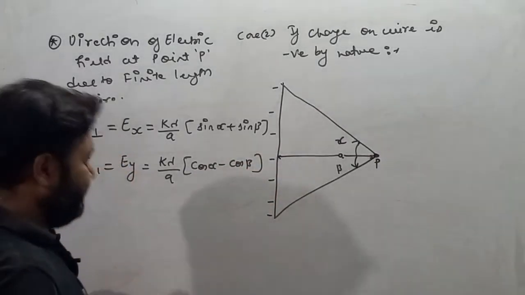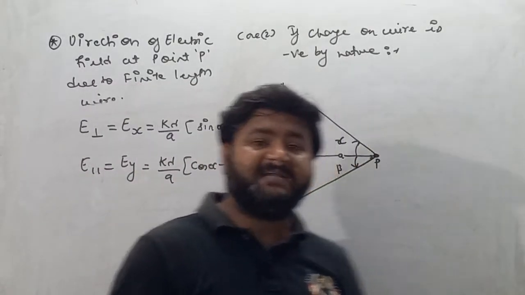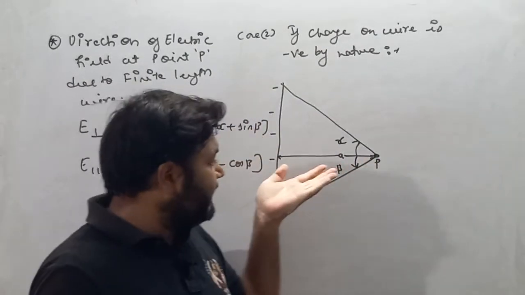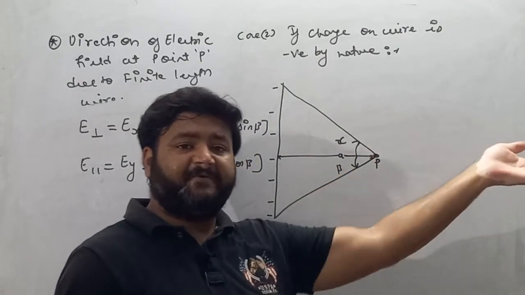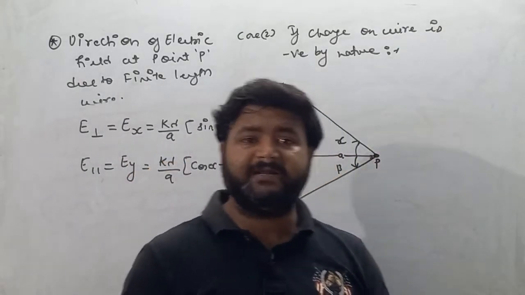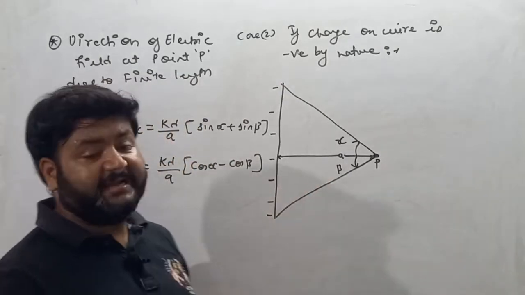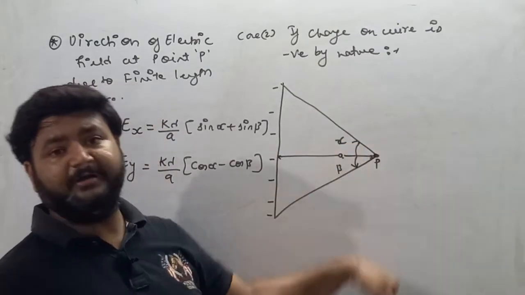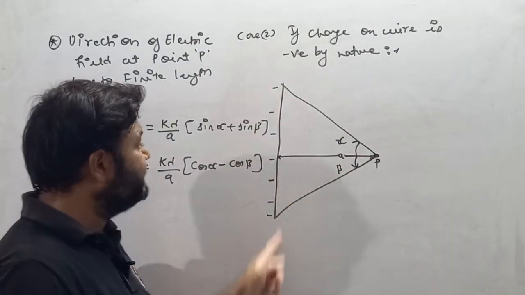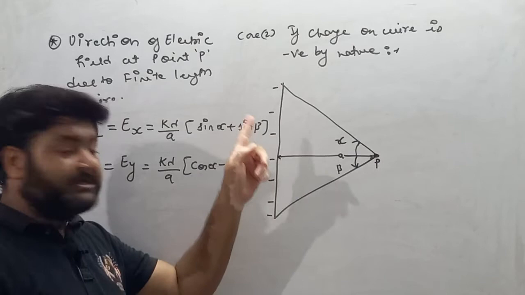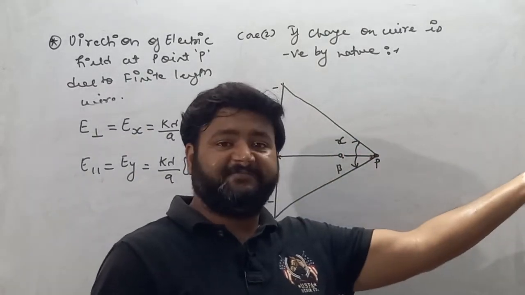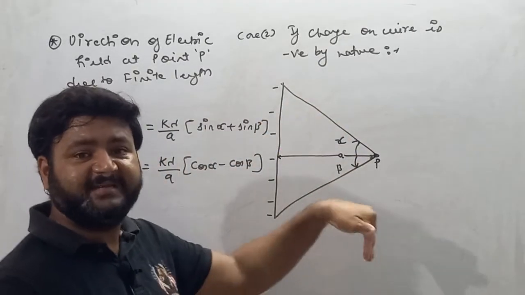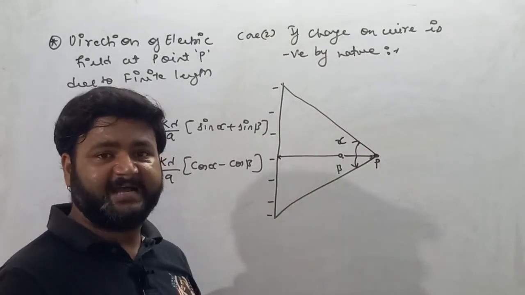Now we already saw that if charge on wire is positive, then the direction of electric field along x-axis is away from the wire, which is also called perpendicular electric field, and the direction of electric field along y-axis is parallel to wire, or we can say along negative y-axis. Now see, dear student, the charge is negative. So the direction along x-axis of electric field changes in opposite direction, and direction along y-axis of electric field changes opposite to its direction.